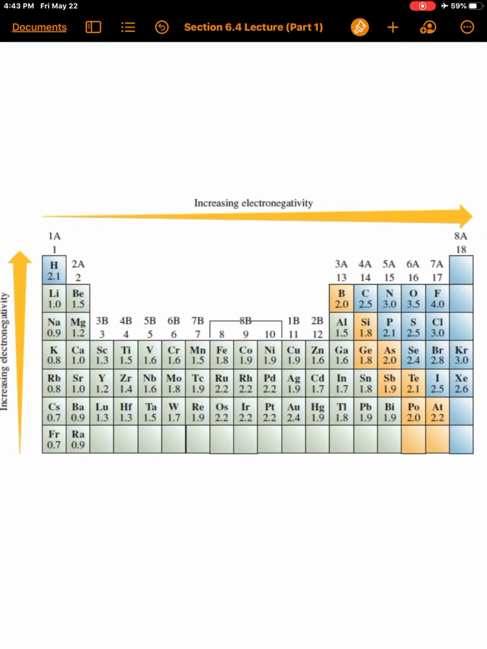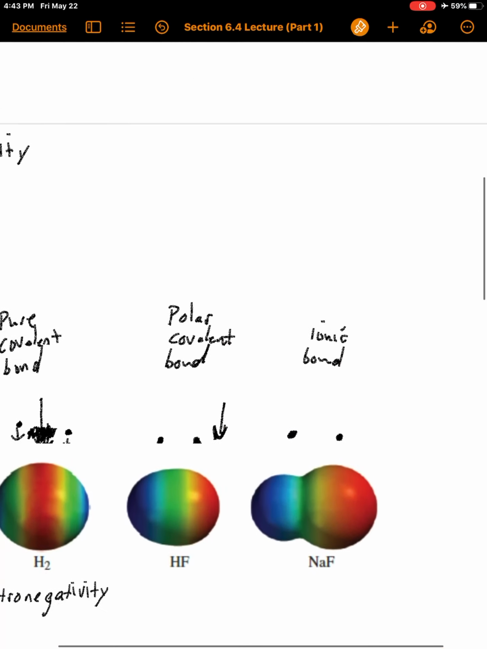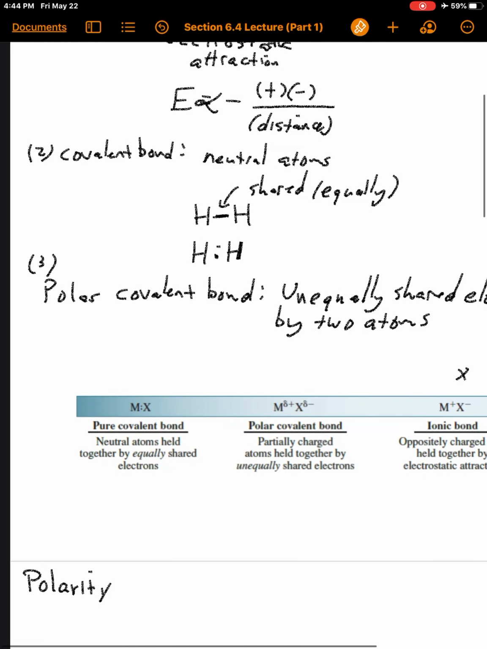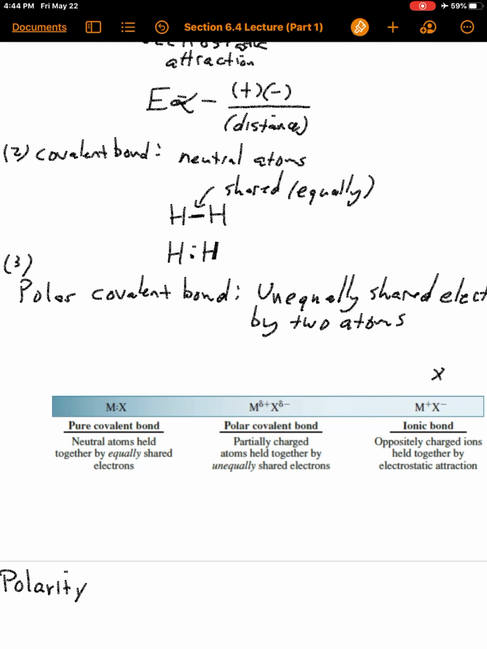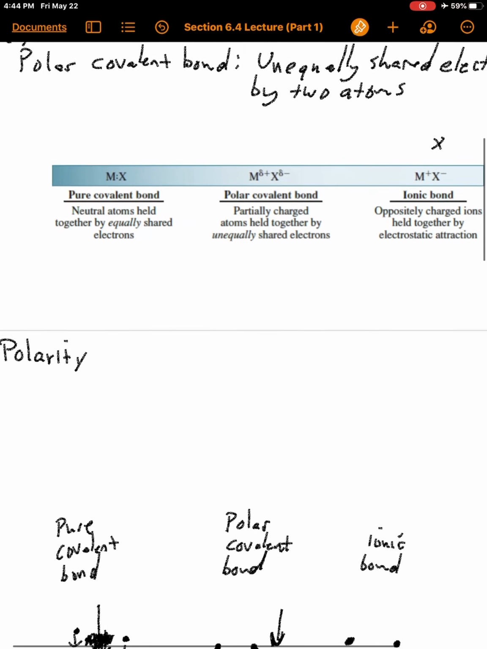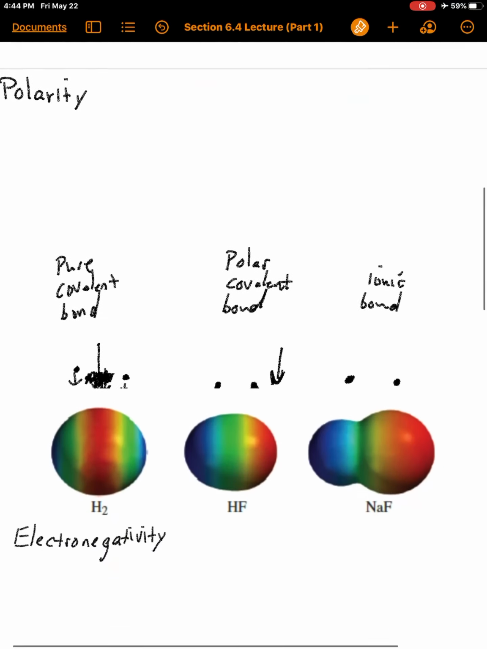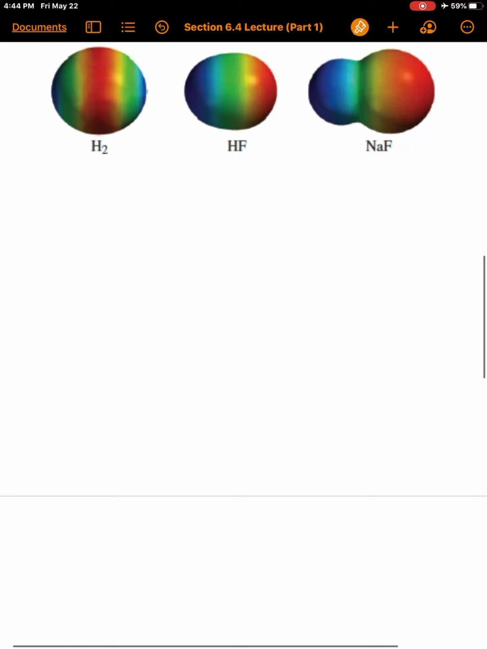Okay, now what we can do with electronegativity is we can use it to come back to these categories that we have here of bonds: pure covalent, polar covalent, and ionic bonds. And so here's the criteria that we're going to use.